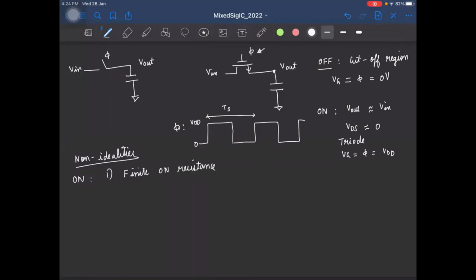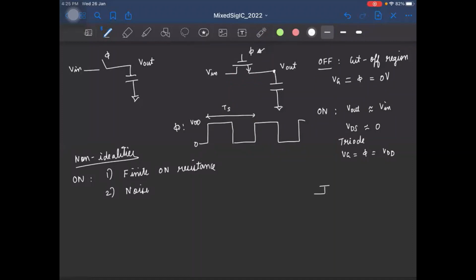And next, this MOSFET will generate its own noise because of the thermal energy that the electrons in the channel have. Okay, so we'll see that when we sample the input, we'll also be sampling the noise that is generated by the MOSFET. Okay, so this noise is the second issue here.